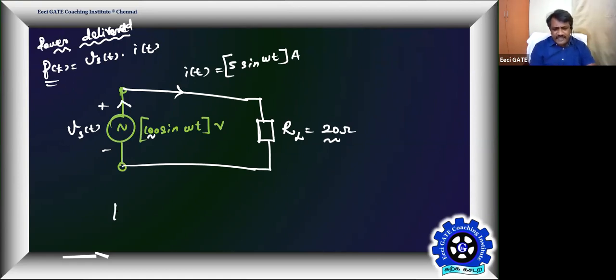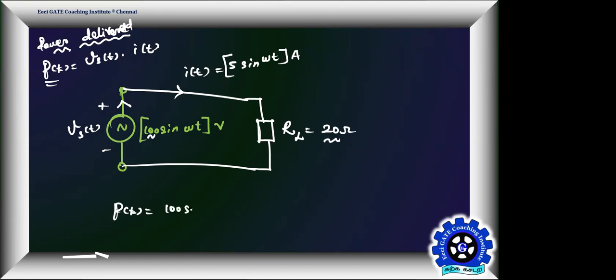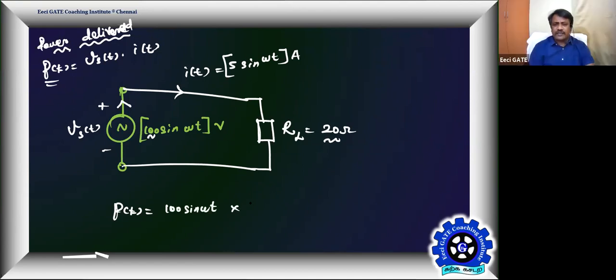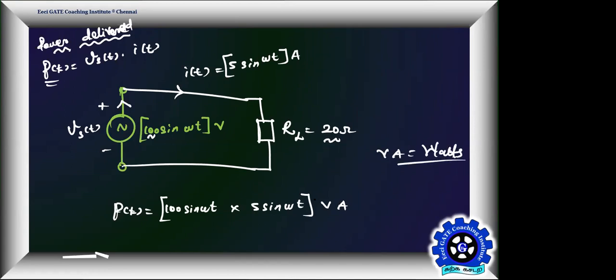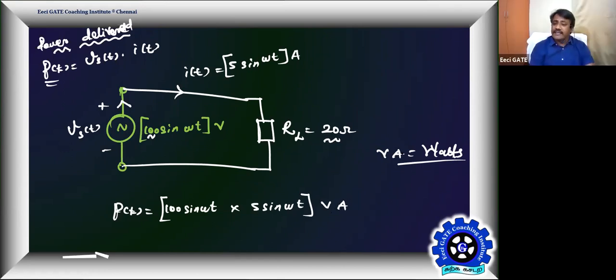Now tell me what is the instantaneous power? The instantaneous power is equal to 100 sine omega t, in volts, remember, times 5 sine omega t. This product is going to be volt into amps, and volt into amps is watts, a power unit. In DC, that's how we have the convention. We'll see how we are going to play in an AC circuit. This is the instantaneous power delivered by the AC source.